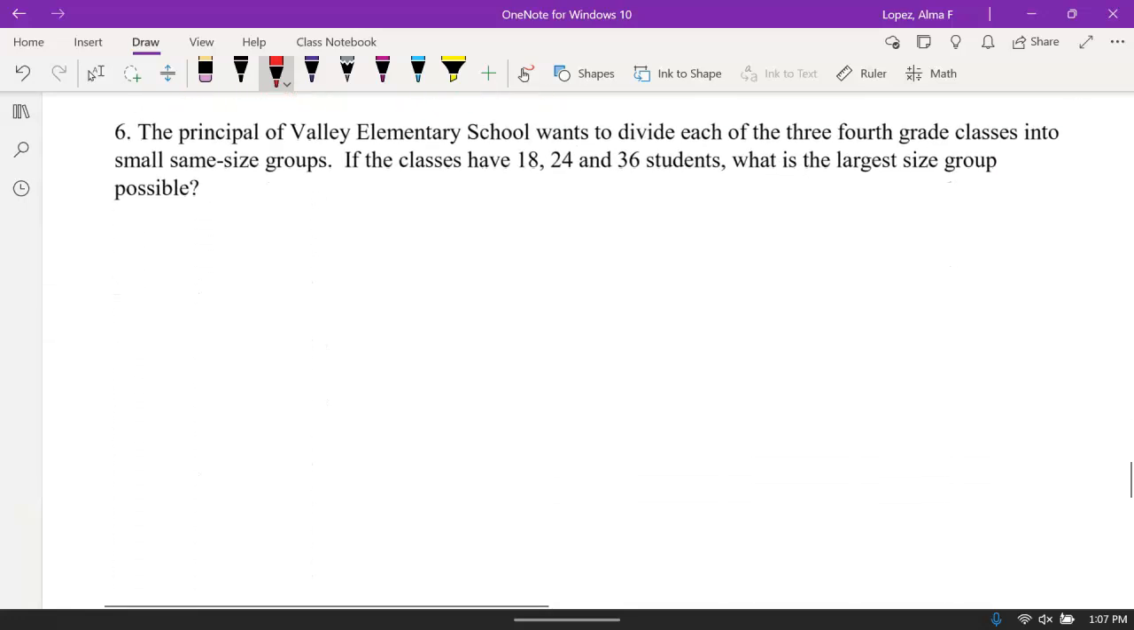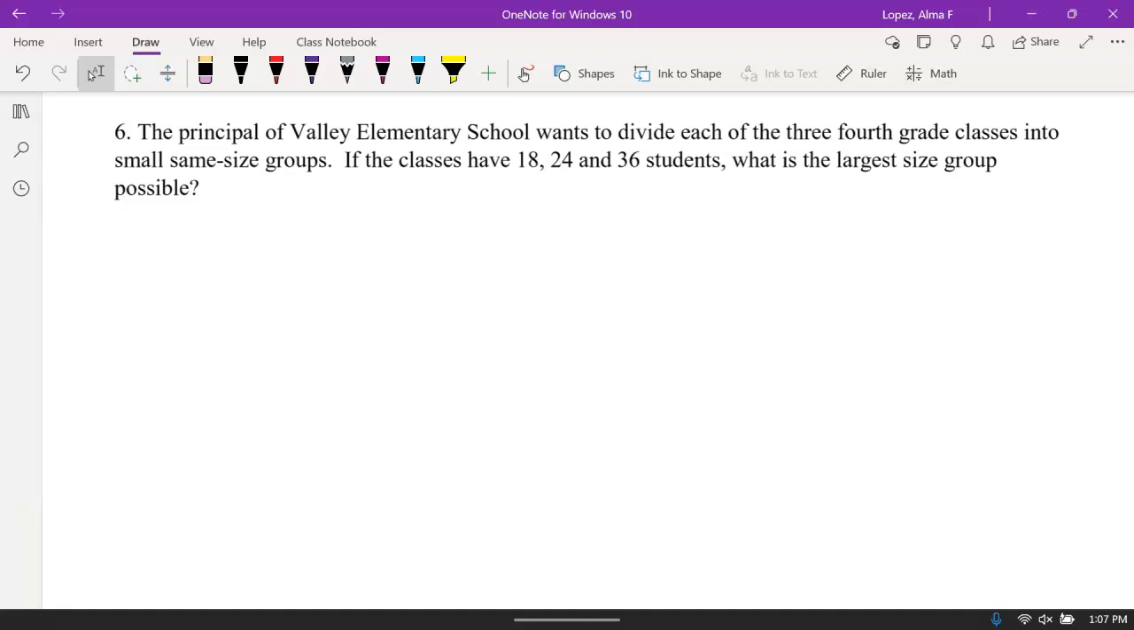Let's go ahead and take a look at number 6. The principal of Valley Elementary School, and again, if ever you feel like it's going too fast, just pause it, take it in, and then continue. The principal of Valley Elementary School wants to divide each of 3 fourth grade classes into small same-size groups. If the classes have 18, 24, and 36 students, what is the largest group size?